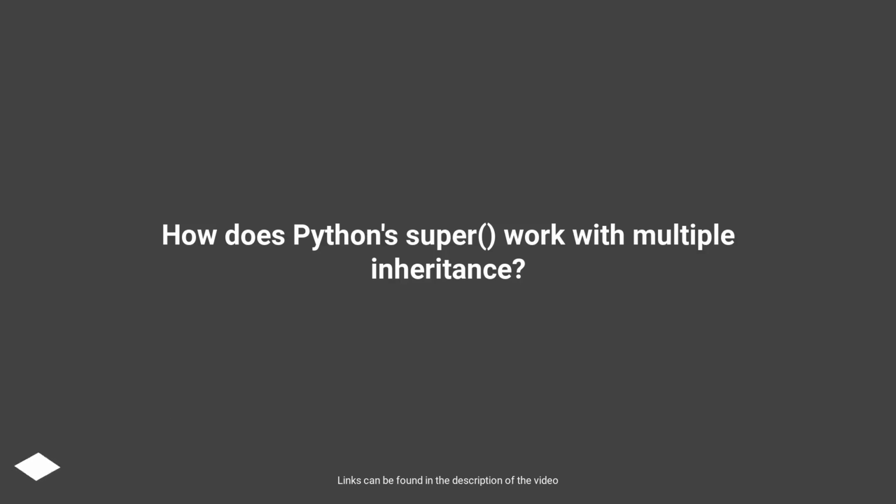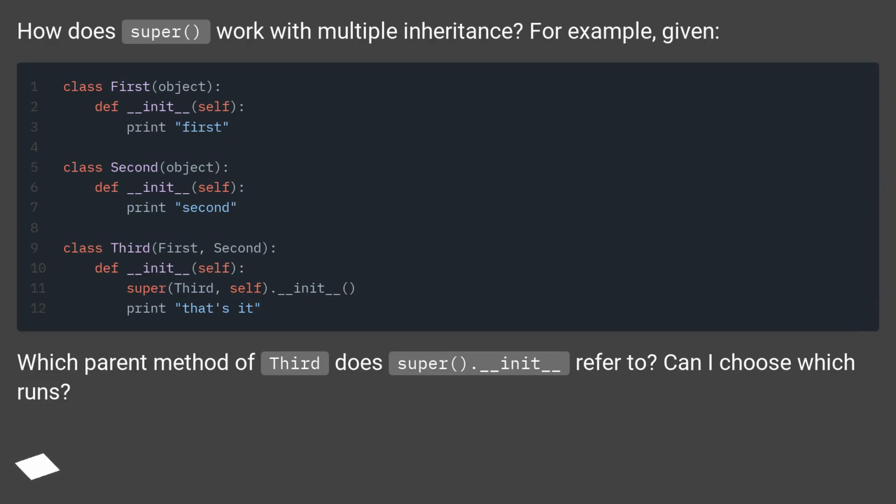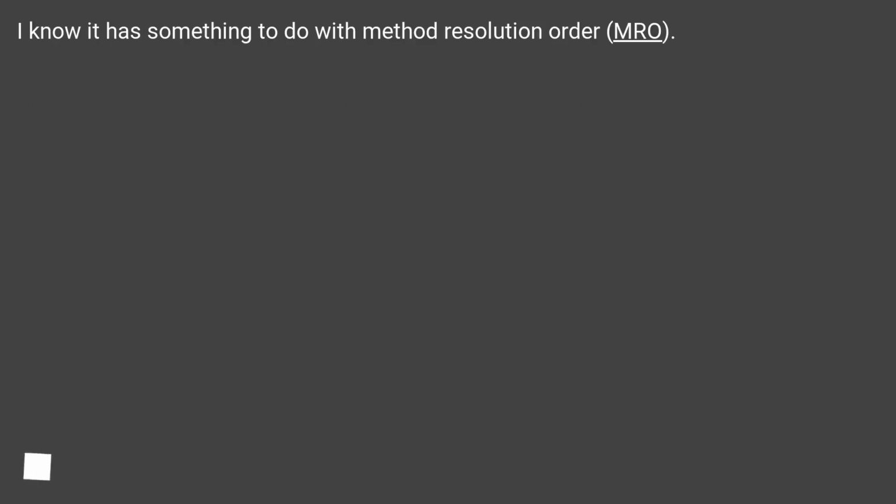How does Python super work with multiple inheritance? For example, given this code, which parent method of Third does super().__init__ refer to? Can I choose which runs? I know it has something to do with method resolution order, MRO.